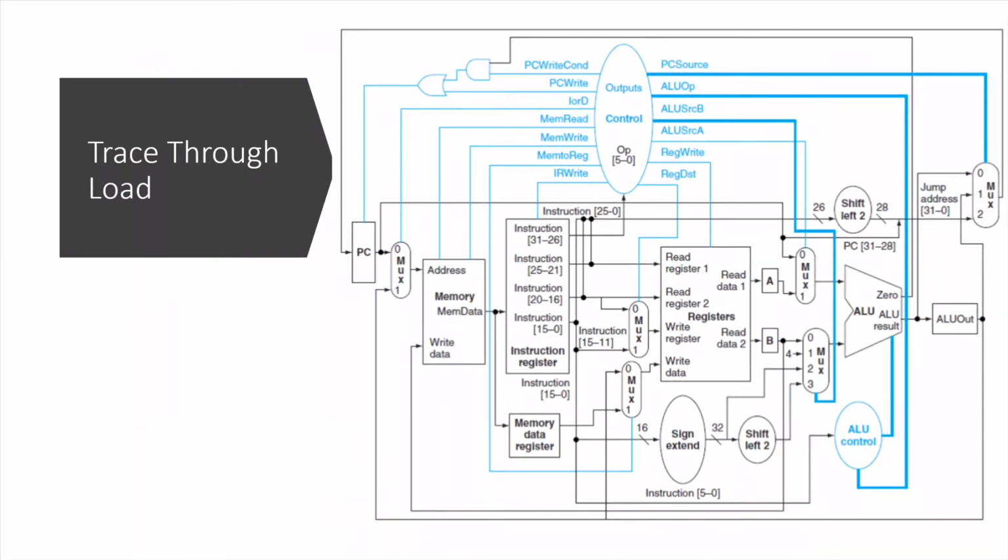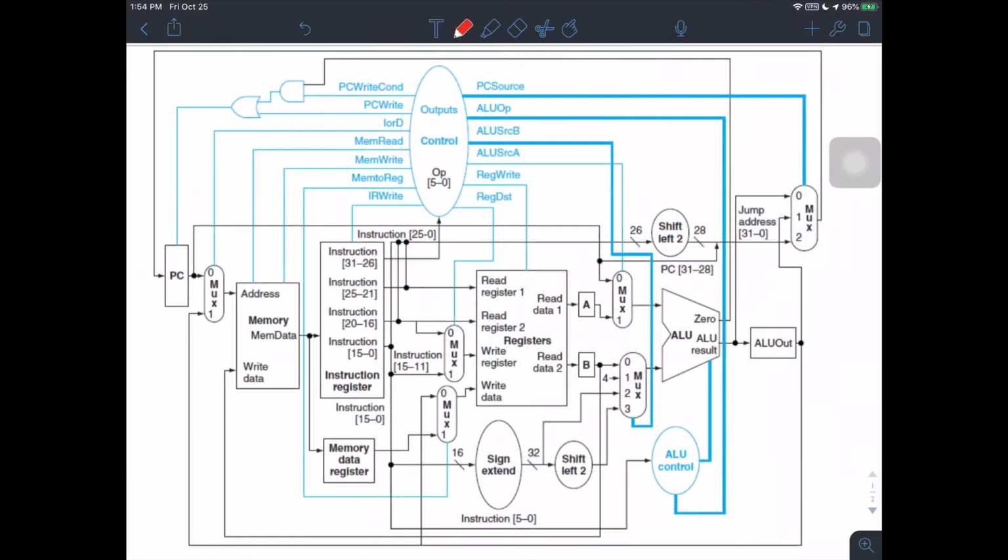Next up, let's trace the load instruction. The first cycle for the load instruction is the same as the one for the R-type instruction. The instruction is fetched from the PC and is sent to the instruction register. Then the PC is updated to PC+4, and the new address is sent back to the PC.